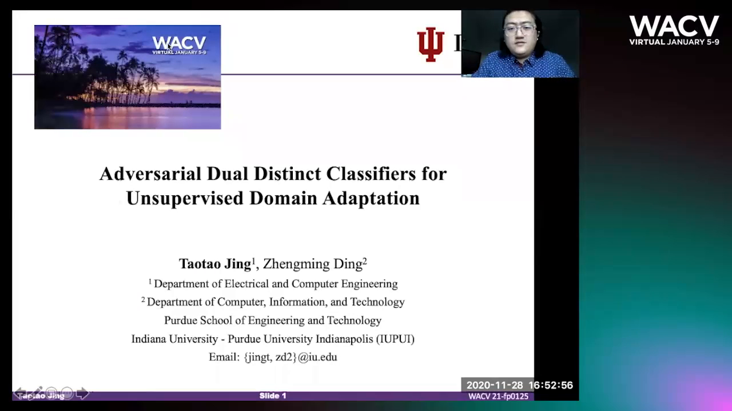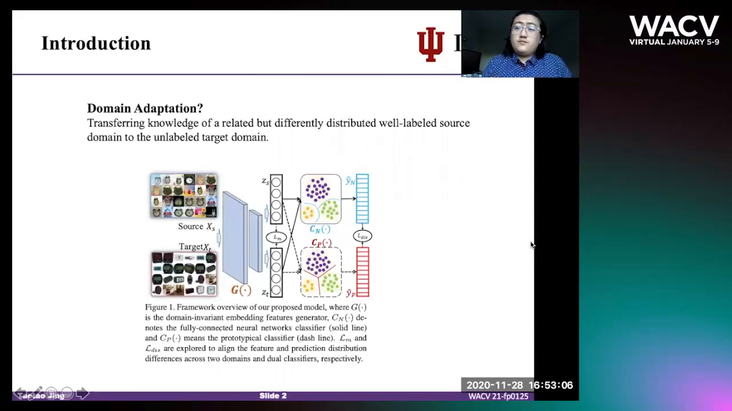Hi, everyone. Today, I would like to introduce our work, Adversarial Dual Distinct Classifiers for Unsupervised Domain Adaptation. My name is Tataji. First of all, let's talk about what is domain adaptation.